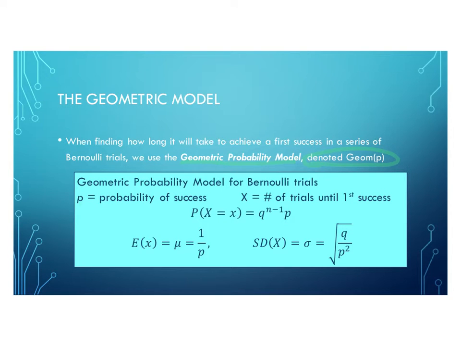The geometric probability model, notice we have P as probability of success, X is the number of trials until the first success, and we have that formula we looked at earlier. To find the mean, we'll do 1 over the probability of success and the standard deviation, the square root of failure, over success squared.